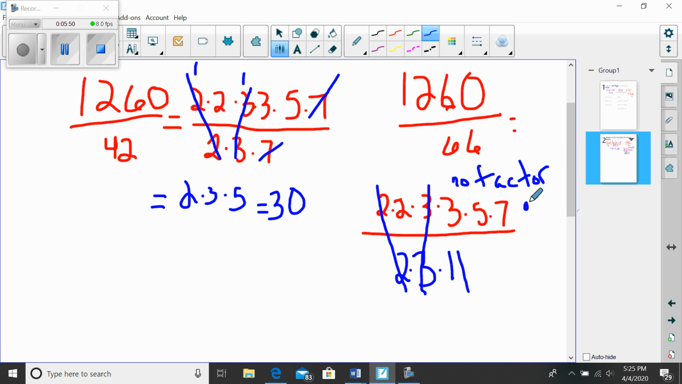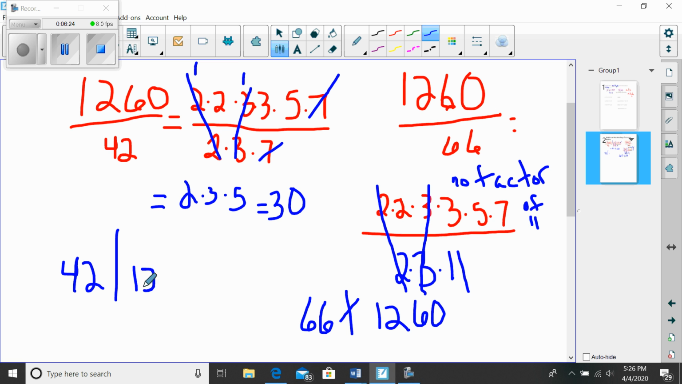the 1,260. All right, there's no factor of 11 up in my numerator, but I have this factor of 11 in what I'm trying to divide, 66. So therefore, I would say 66 does not divide. I could actually use this symbol, does not divide. Okay, whereas since every factor that was in the denominator here was also present in the numerator, then I could indicate that 42 does divide this.